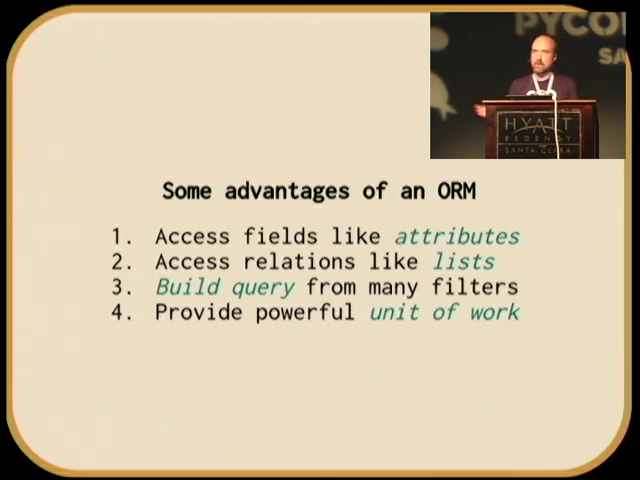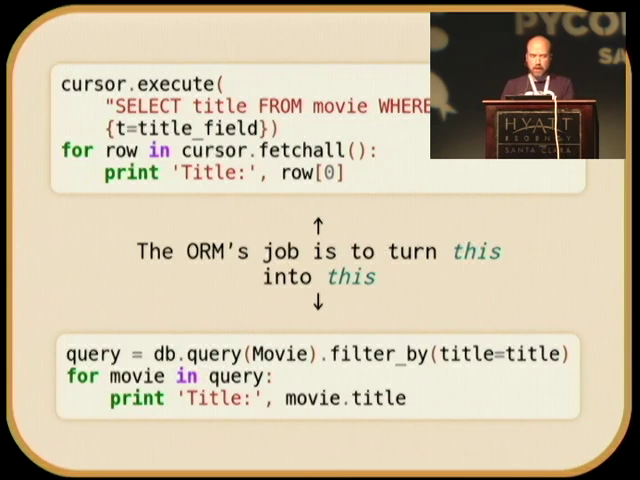You can access relations, all of the actors in a movie, as though the movie just has an actors list attached to it. A very neat thing is being able to build a query by building up lots of little qualifications. You can build in whatever order you want all of the qualifications, and then magically when it's time to run the query, it will swap everything around and put it in the syntactical order that SQL expects. And a good ORM will provide you with something we'll talk about in a minute called a unit of work.